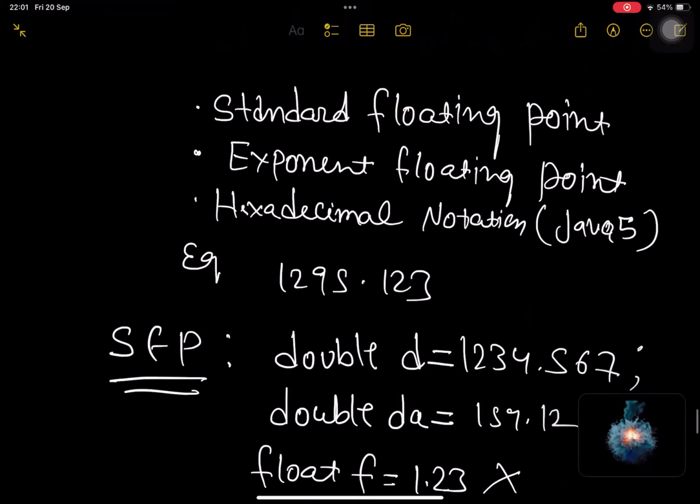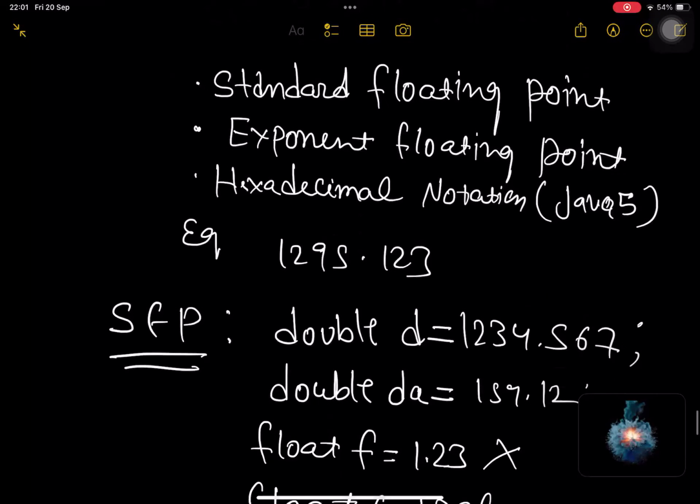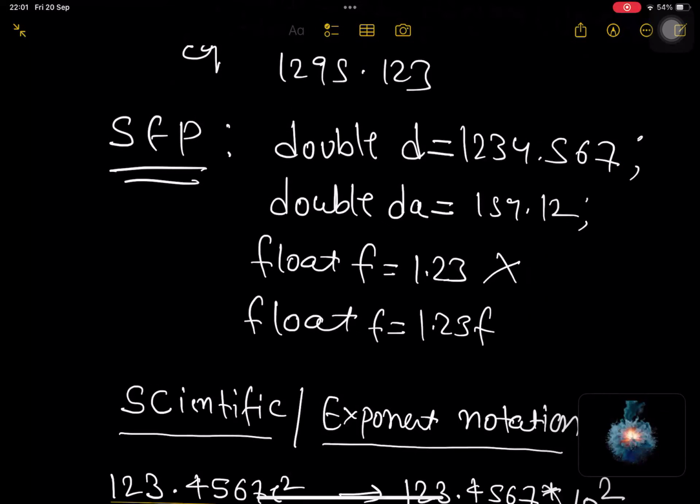So basically a standard floating point is any number which has a fractional part, right? 1, 2, 3.4, like what we use day to day, like 76.5, 86.5. They all are standard floating points. So I have given an example of standard floating points. Here I have taken a double, D, and then I have assigned 123.567 to that D. The same thing I did here, the second declaration.